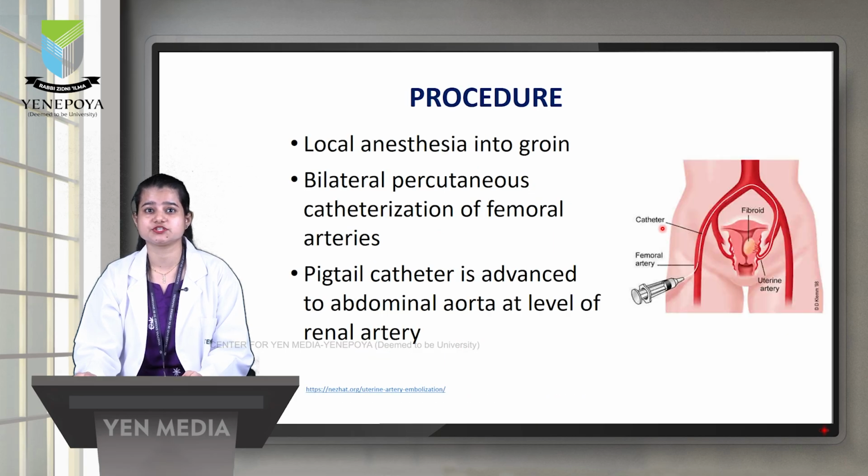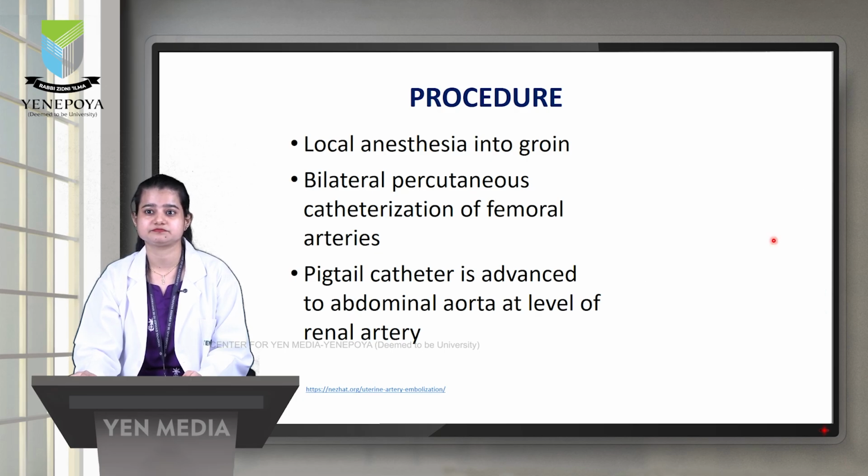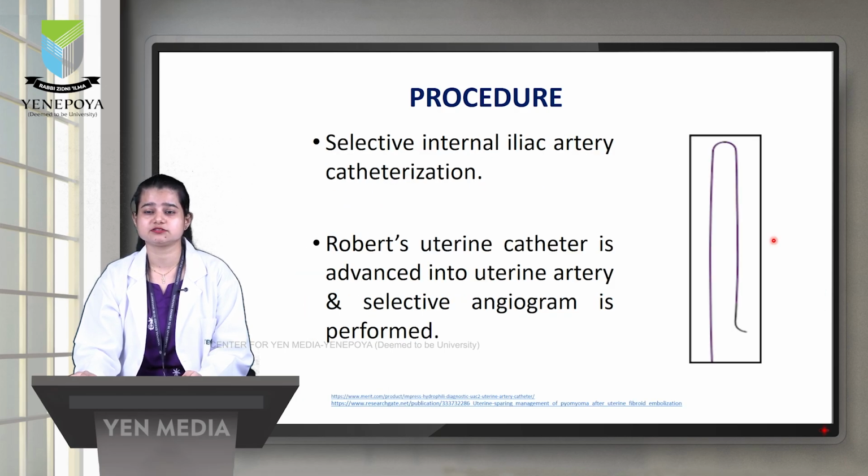Next, coming to the procedure of uterine artery embolization. First, the patient should be in supine position, then local anesthesia is introduced and a small puncture is made through a femoral artery access. After this, we perform Seldinger's technique and a pigtail catheter is introduced into the abdominal aorta at the level of the renal artery. Then we use one more catheter, called Robert's uterine catheter. This is advanced into the uterine artery.